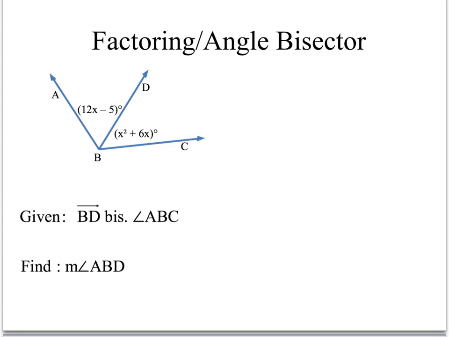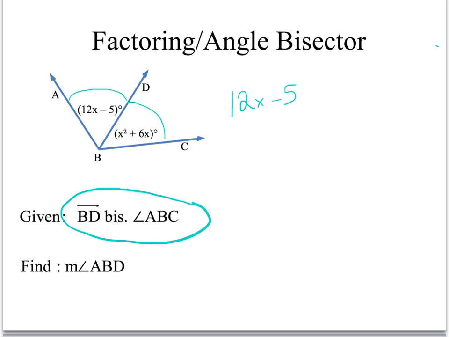In this particular problem, we're talking about really two topics: factoring and knowing what an angle bisector is. An angle bisector is pretty straightforward. If in the given information we are told a ray bisects an angle, we know for a fact that we are cutting one larger angle into two equal smaller angles. So, to set up an equation here, I know that 12x minus 5 is equal to x squared plus 6x. That's a fact.